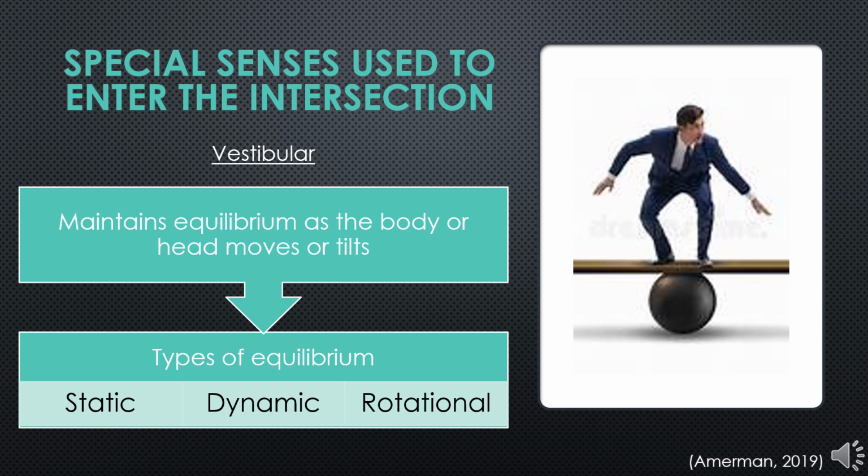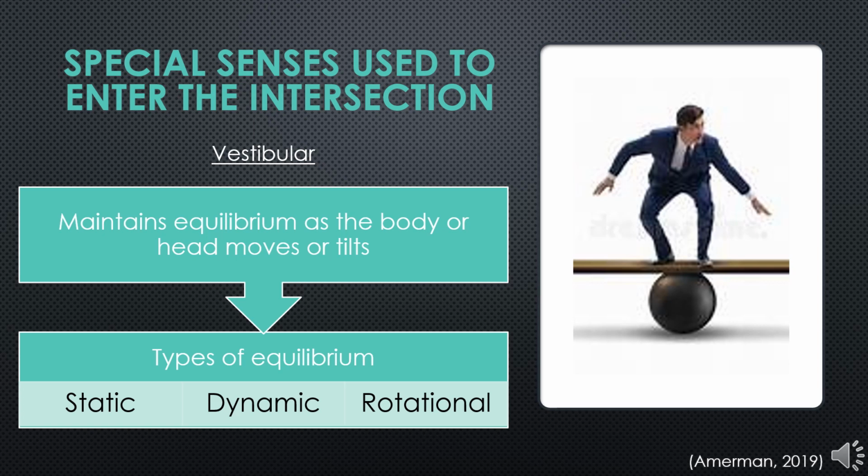A third type of equilibrium, unrelated to the organs of the inner ear, is rotational equilibrium, which refers to maintaining balance during rotational movements, such as turning the head. In this situation, if someone were riding a bike, vestibular sensation could be one of the senses that play a role in safely making it through the intersection.